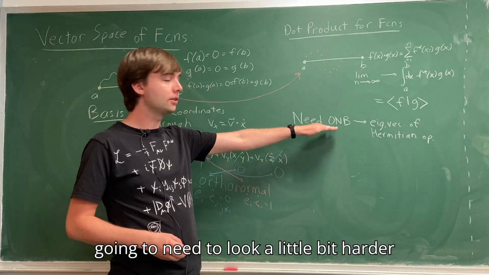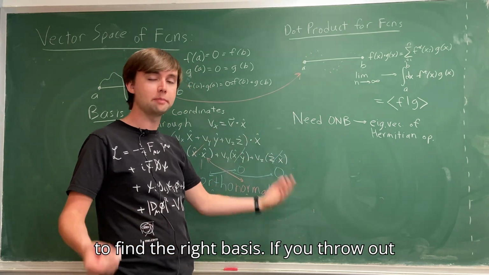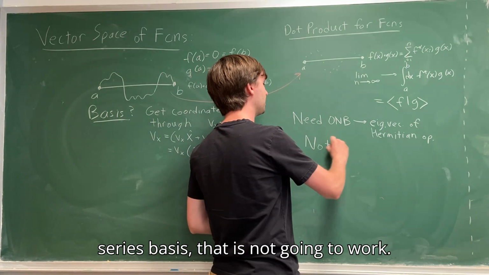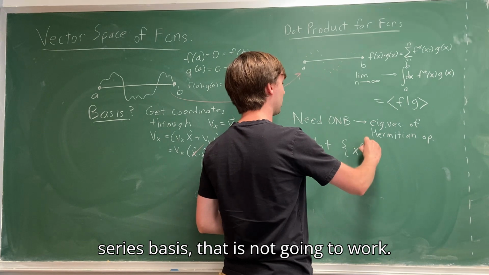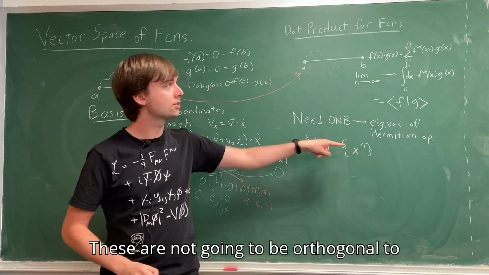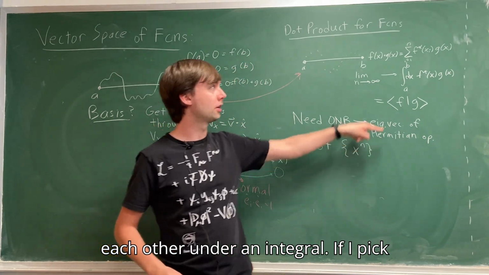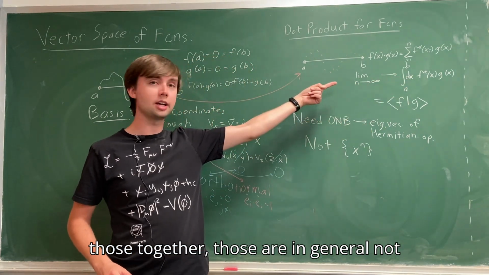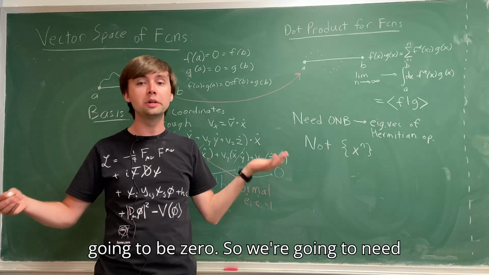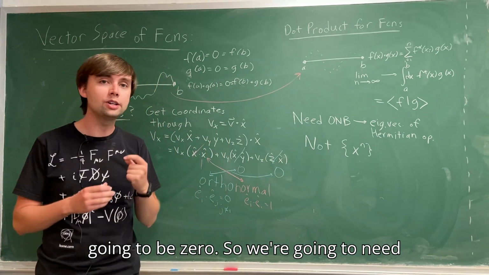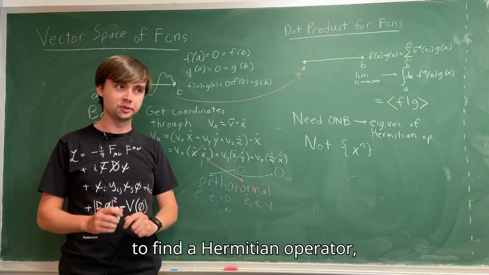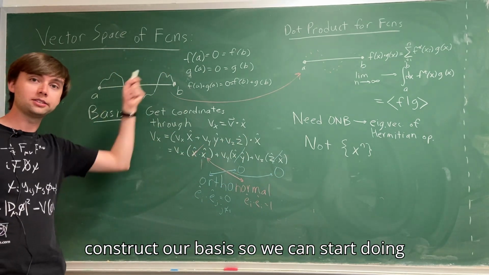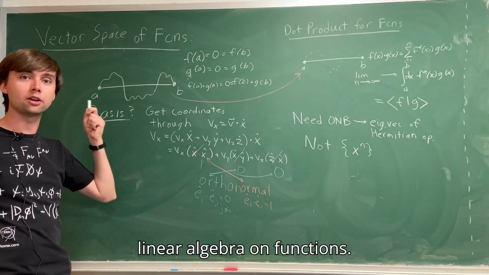So we're going to need to look a little bit harder to find the right basis. If you throw out another basis, like the Taylor series basis, that is not going to work. These are not going to be orthogonal to each other under an integral. If I pick different polynomial powers and integrate those together, those are in general not going to be 0. So we're going to need to find a Hermitian operator, get its eigenvectors, and use that to construct our basis, so we can start doing linear algebra on functions.